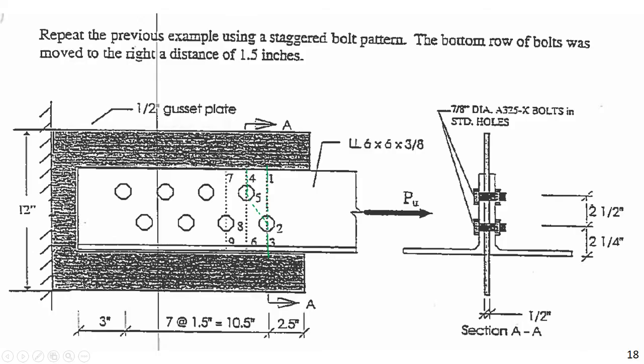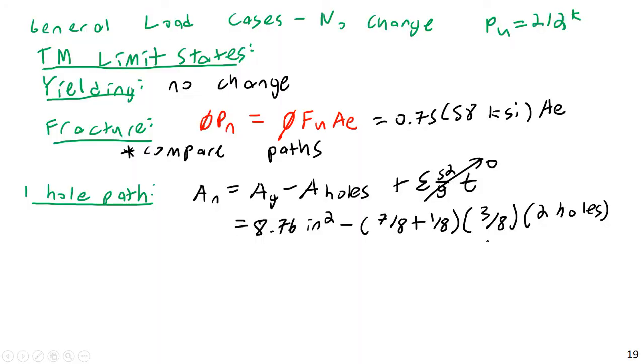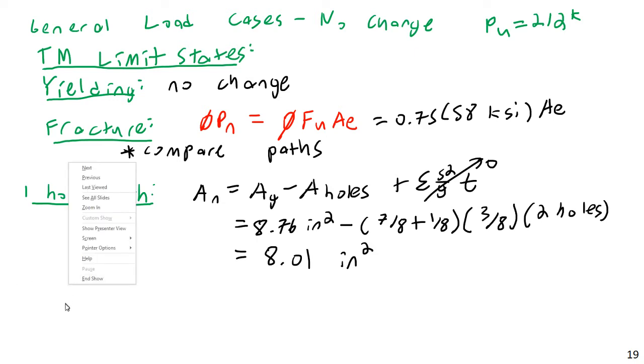Now at first this seems odd. Why would I multiply by 2 holes? Well, the reason for that is we have 2 angles. So we're basically going to have to multiply anything by 2 for this problem. So here we get a net area of 8.01 square inches. Then we can also calculate the net area for the 2-hole path.